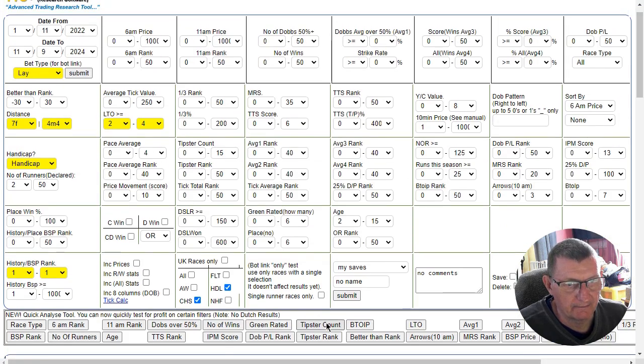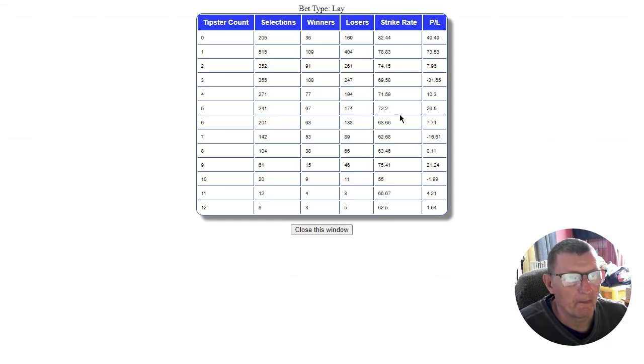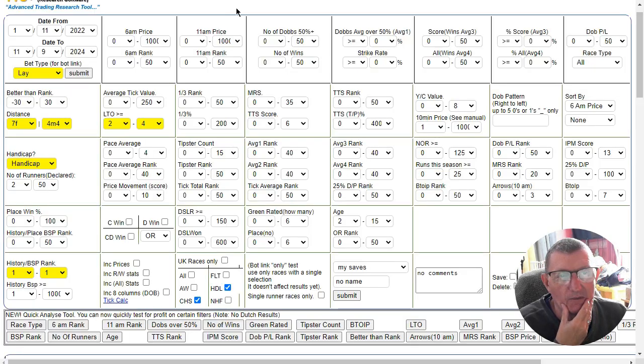Let's have a look at tipsters. See what tipsters are doing. Okay, so 0, 1 is profitable. Then we drop down, and we could argue it drops down there. That's quite a few selections. It's going to take quite a few selections off if we do this. I don't know. I'm thinking that we go to 6, just to see what happens if we go 0 to 6 on tipsters count.